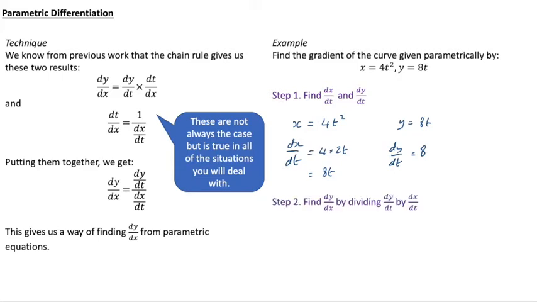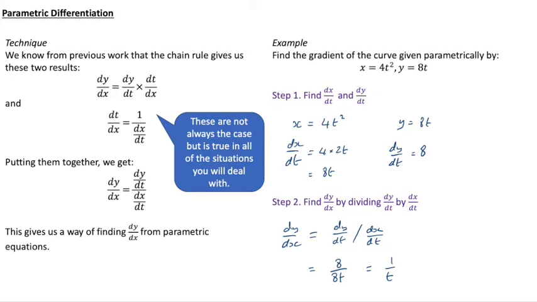Step 2, find dy by dx by dividing dy by dt by dx by dt. And so we write that out, and then we pop things in. So dy by dt is 8, and dx by dt is 8t. So that's 8 divided by 8t, which is equal to 1 over t. So we have dy by dx expressed in terms of our parameter, which is nice because we had x defined in terms of our parameter, we have y defined in terms of our parameter, and now we have dy by dx defined in terms of our parameter.